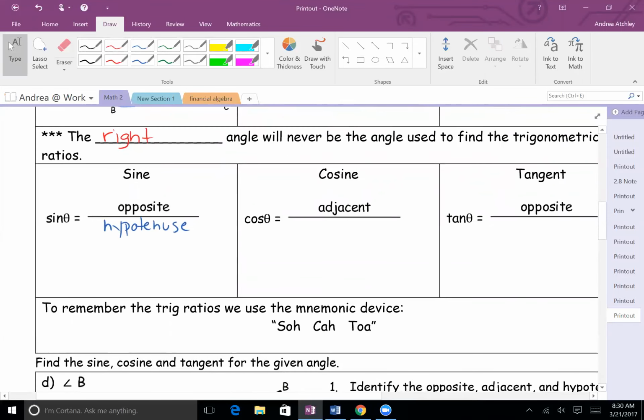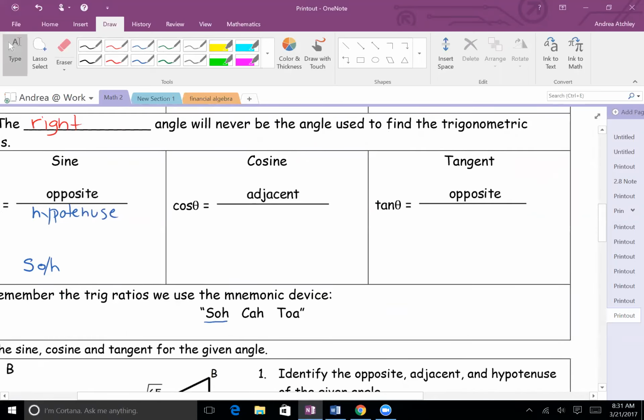Sine is the opposite over hypotenuse. And remember it by doing sine equals opposite over hypotenuse. That's the SO of SOHCAHTOA. Okay, SOHCAHTOA is a mnemonic device that we're going to use to remember sine, cosine, and tangent. SOHCAHTOA.